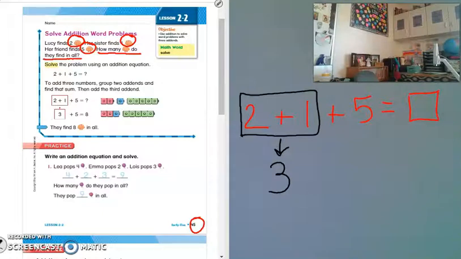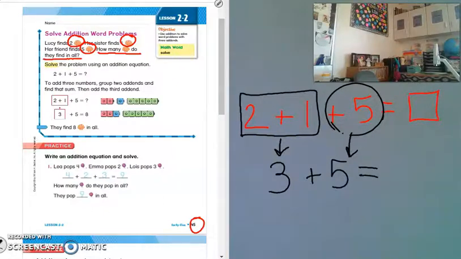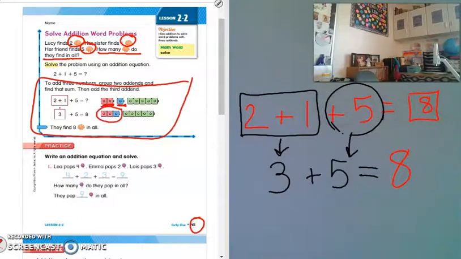Now, Ava June, we take this plus 5 right here, and we bring it down, so we have 3 plus 5. Now, she counted with her fingers, and Ava June, what did you say 3 plus 5 equals? 8. So if 3 plus 5 is 8, then 2 plus 1 plus 5 has to be 8. And that's what they're showing us right here. They used blocks, 2 blocks plus 1 more block, and they grouped them together to make 3. And then they counted on 4, 5, 6, 7, 8. So they find 8 seashells in all.